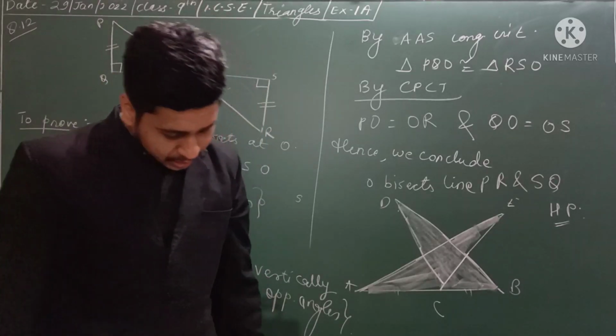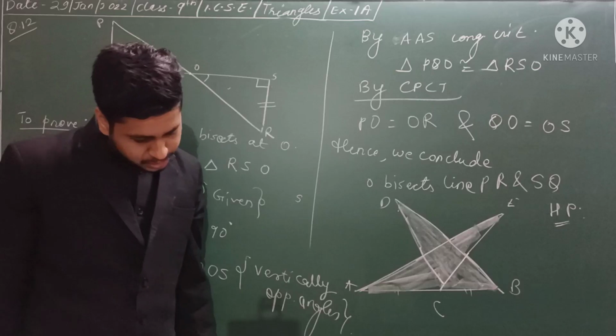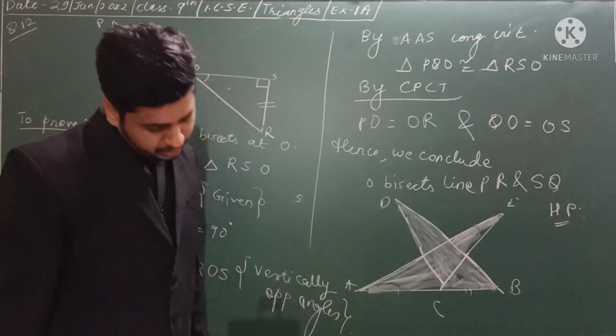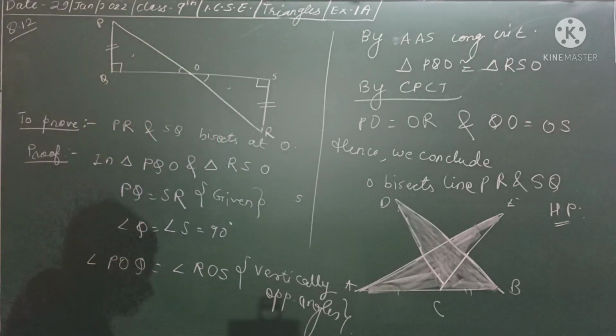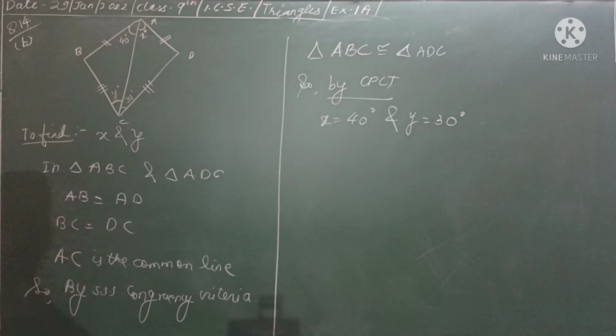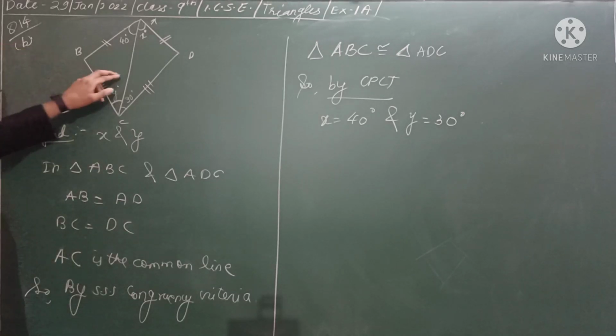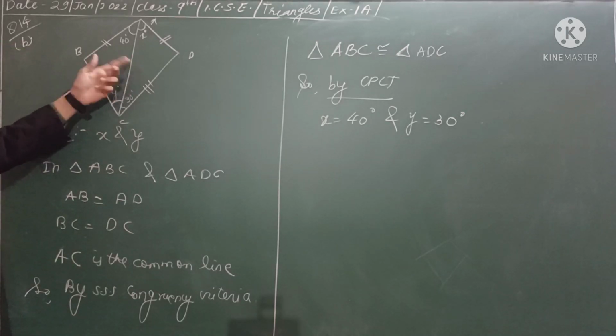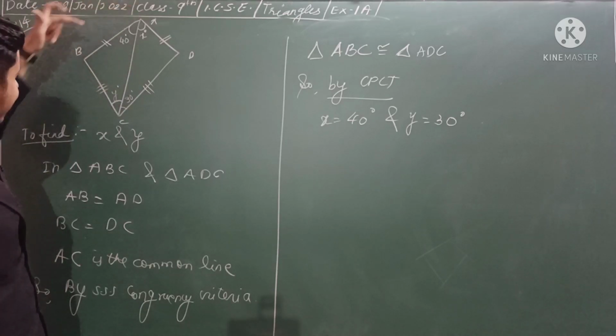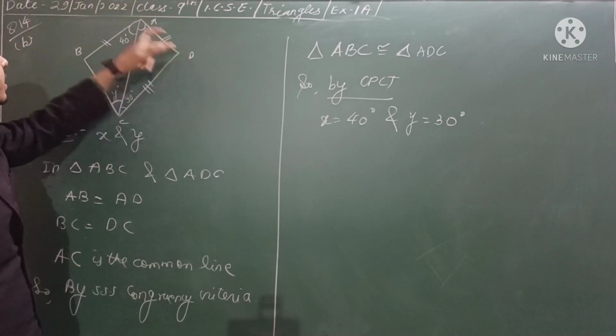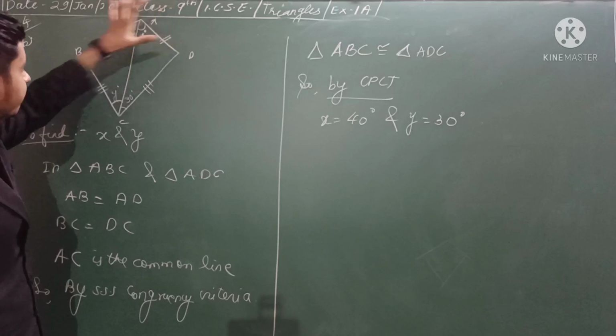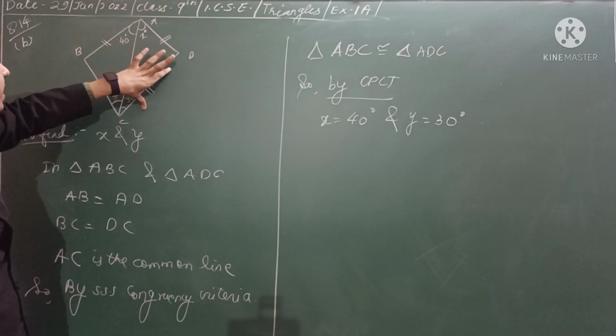Okay, now we are going to start question number 14. Let's do question number B1. Okay, let's do this one. Again, an easy question. So you have the 14B question. The structure is like this, where I have labeled it A, B, C, D. Where this side is equal to this side given, this side is equal to this side given.